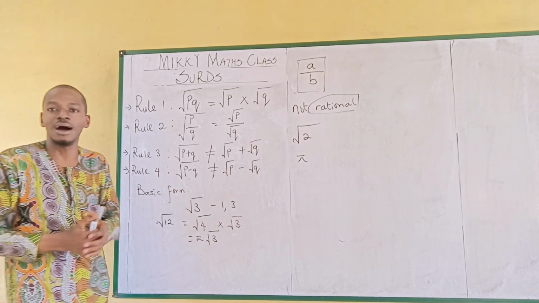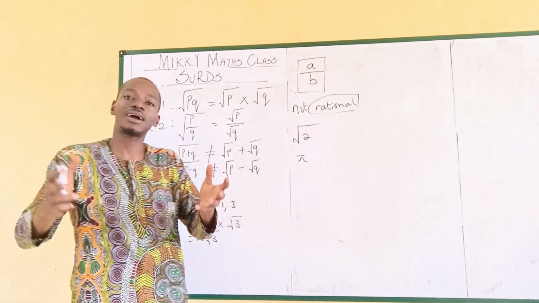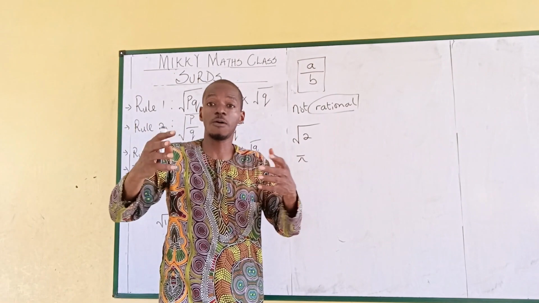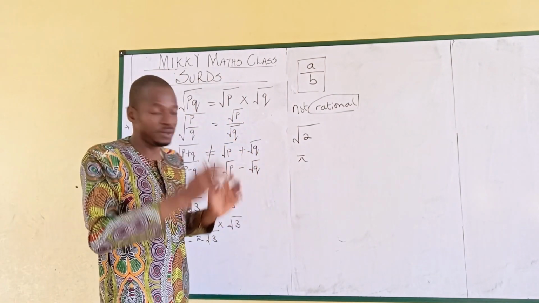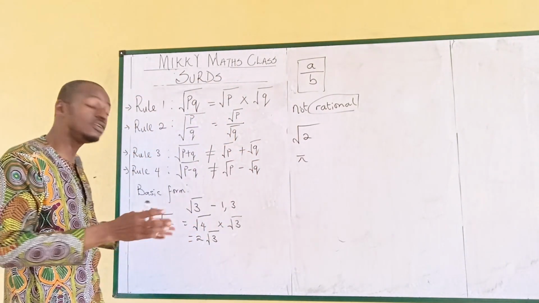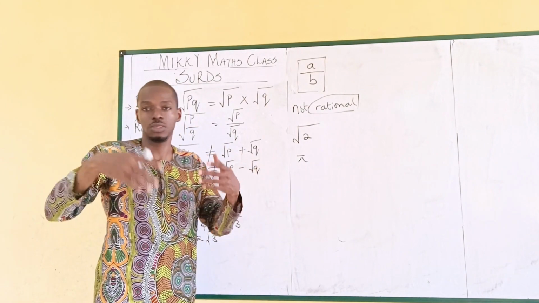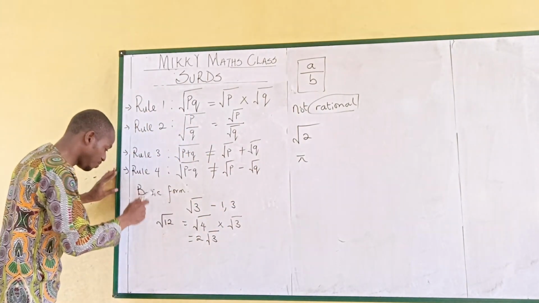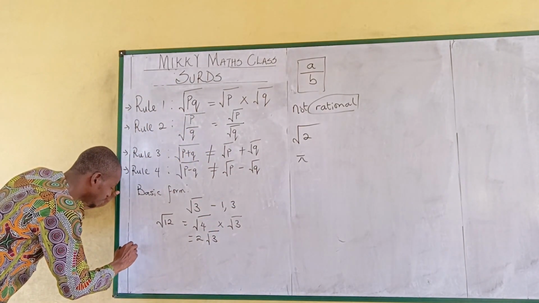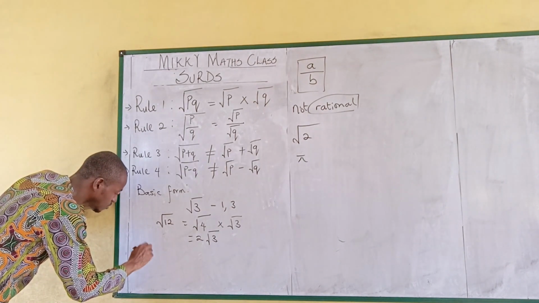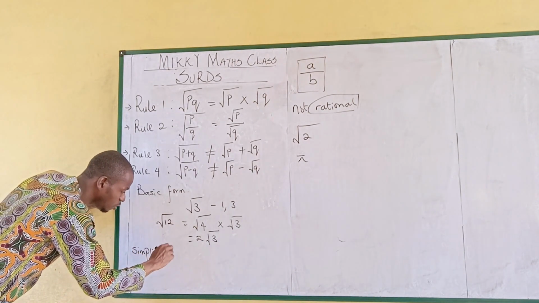Now let's take some examples. We can be asked to simplify some questions, or place the surd in its basic form. Well, let's take 1 or 2 examples. Example 1: simplify the following surds.